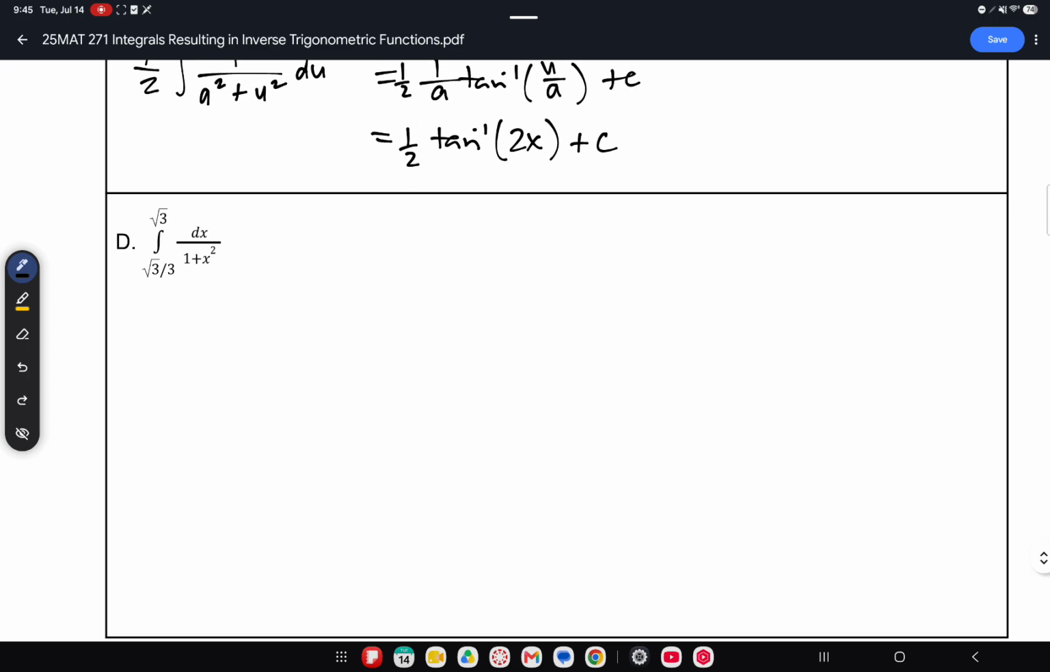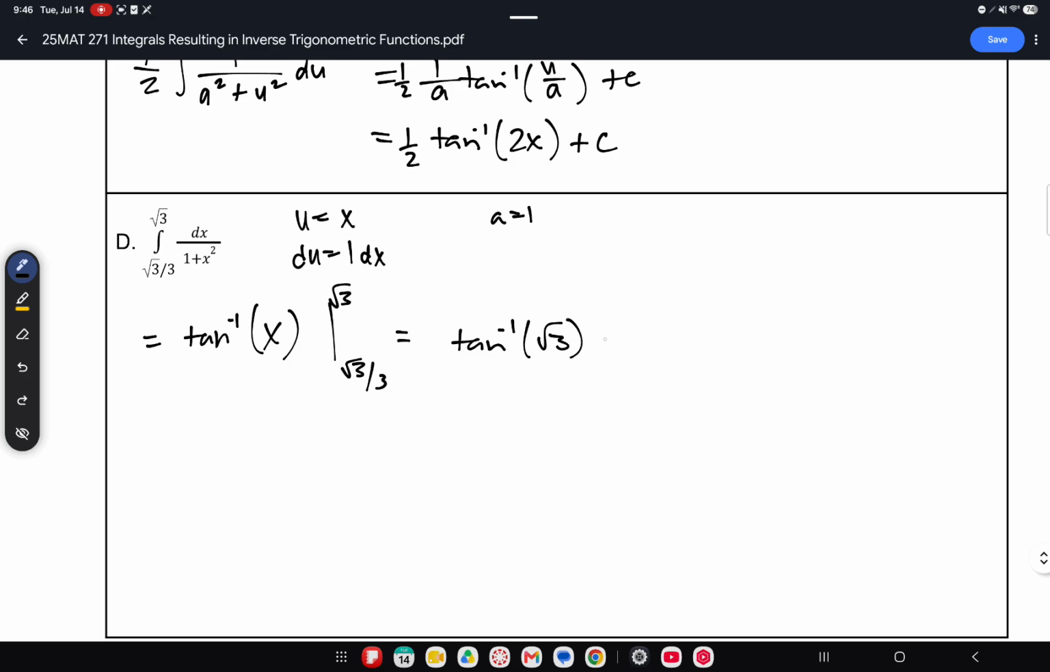Then we can keep that idea here because I think that's another inverse tangent. So u is going to be x, du is going to be 1 dx, so that doesn't do anything here, and a is 1. So I just need to evaluate it. It's going to be inverse tangent of u over a, and then we'll evaluate it from root 3 over 3 to root 3. So inverse tangent of root 3 minus inverse tangent of root 3 over 3.